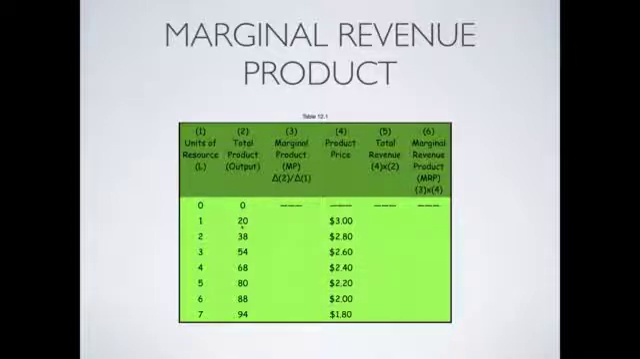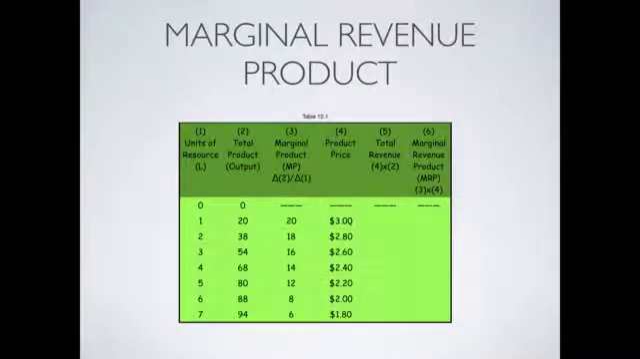So when I hire my first worker, total product goes from 0 to 20. So the marginal product of the first worker is equal to 20. When I hire my second worker, total product goes from 20 to 38. So the second worker is providing 18 units of output. So the marginal product of labor is equal to 18. When I hire the third worker and use them in the production process, my total product goes from 38 to 54. So the change in total product is equal to 16. And I continue that calculation down the column.